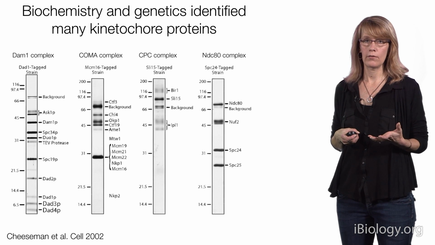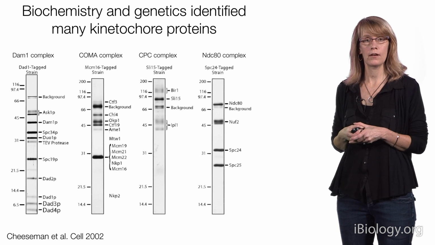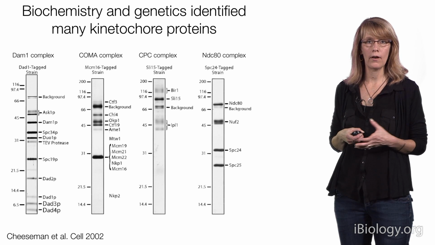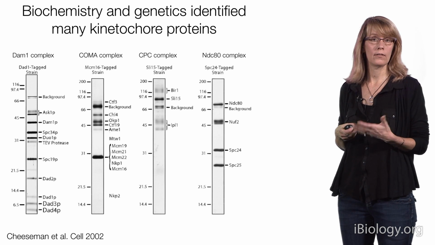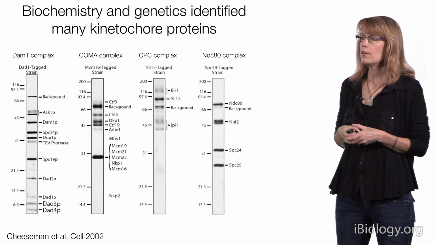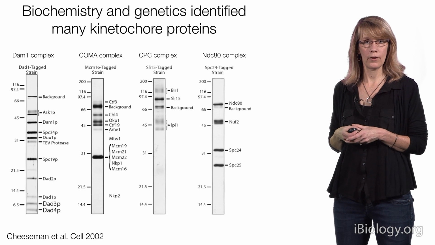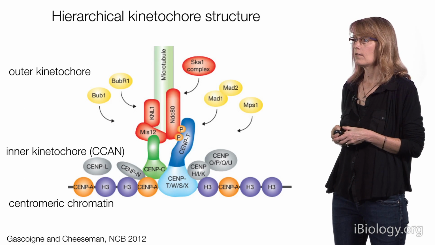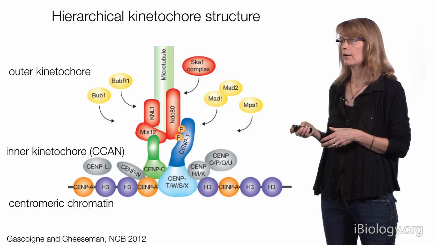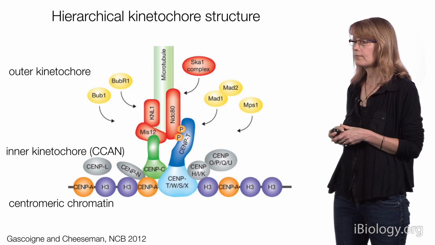Model organisms such as budding yeast, fission yeast, Drosophila, and worms were used in genetic screens to look for things like chromosome loss mutants, and those screens additionally identified many kinetochore proteins. So what we know now is that there are many subcomplexes, and I won't talk about all of them. The basic idea is that they form a hierarchical kinetochore structure, and that's just cartooned here.